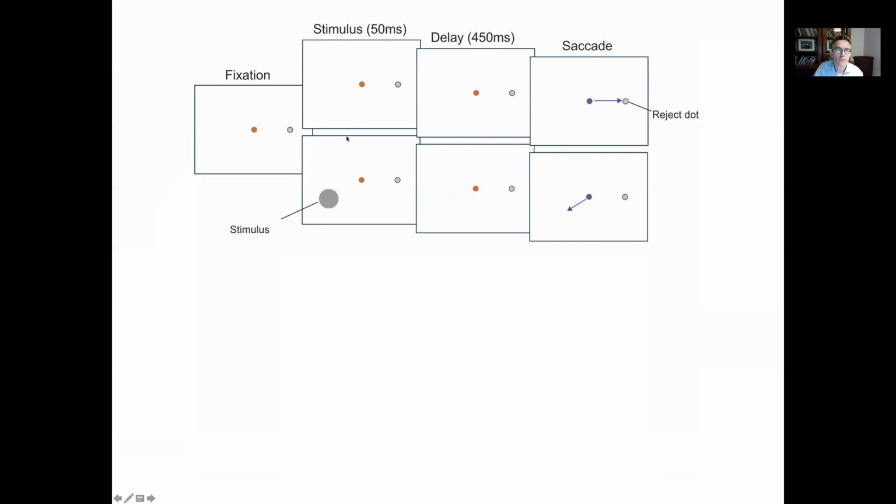On the other 50% of trials, we did not present a stimulus, and on those trials, the animal was supposed to make an eye movement to what we call the reject dot, thereby reporting that he did not see the stimulus. And if he made an eye movement to the reject dot, that would be a correct rejection. Now, across trials, we varied the contrast of the stimulus. So we started with a strong contrast, and the animals were basically on a staircase, and we gradually reduced contrast until they didn't see it anymore.